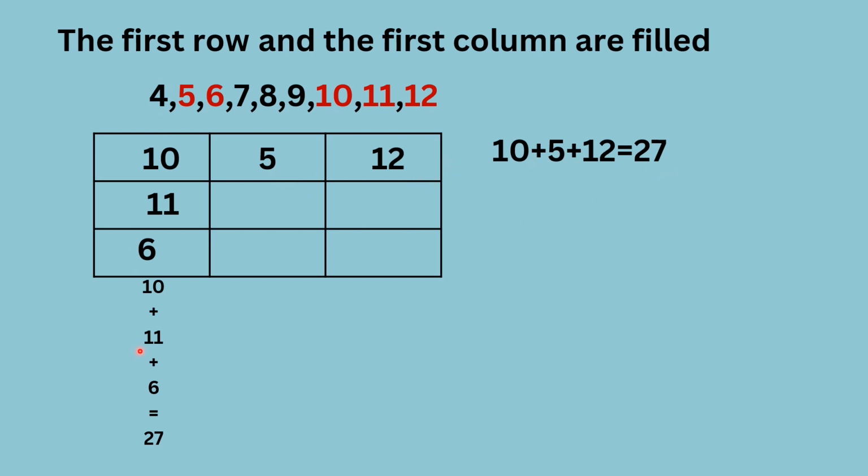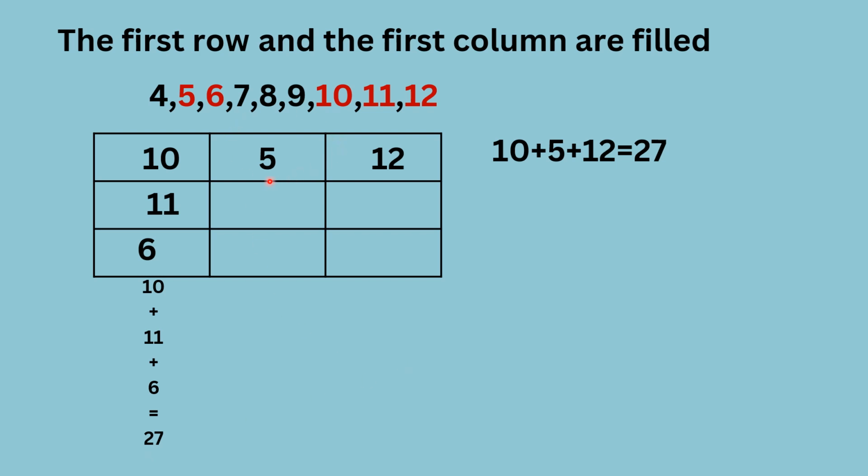So in this column or vertical line, we go downwards, it's 10 and then the remaining number is 11 and then 6. There is no other logic around that. You just pick numbers that will give you 27. So 10 plus 11 is 21, and 21 plus 6 is 27. It's just mathematical, it doesn't need any logic here.